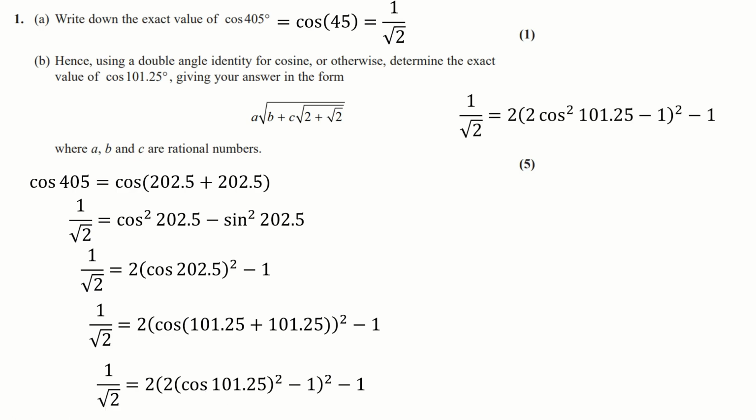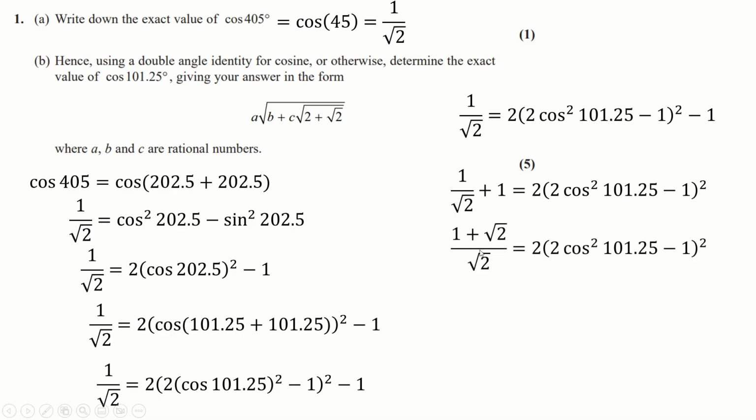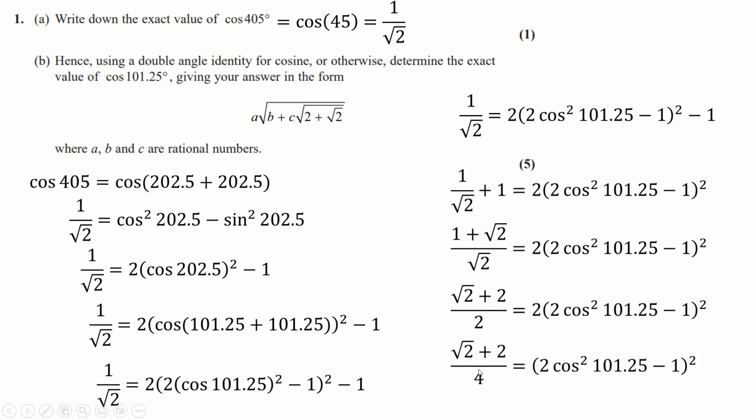So maybe just add 1 to both sides. Just add 1 to both sides, and then this has got a rational denominator, I guess. Let's maybe rationalize this first. So bring it together, then rationalize like this. Now we can divide by 2, and then I can square root. Now when I square root, I'm going to square root the 4 down to a 2, and just square root the top here.